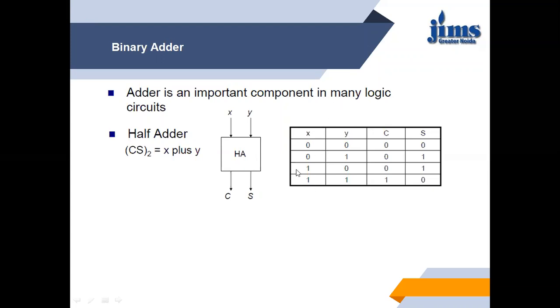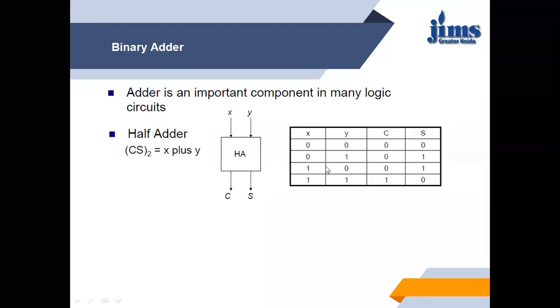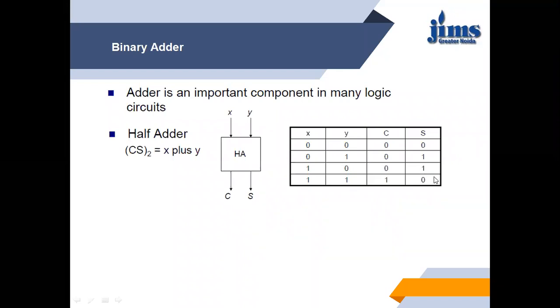With the 2 inputs, we have 4 possible combinations. I have written 0 0, 0 1, 1 0, 1 1. These are the 4 possible combinations for the input, and the operation will be X plus Y. So we add 0 plus 0: sum is 0, carry is 0. 0 plus 1: sum is 1, carry is 0. 1 plus 0: sum is 1, carry is 0. And 1 plus 1 is 2, so sum is 0, carry is 1. So this is the truth table.